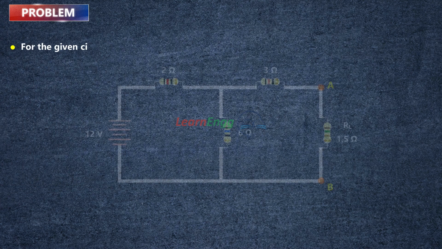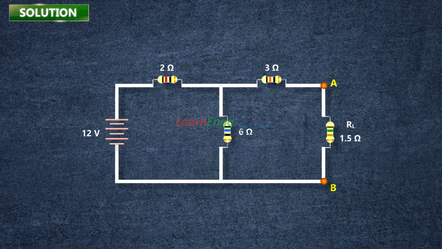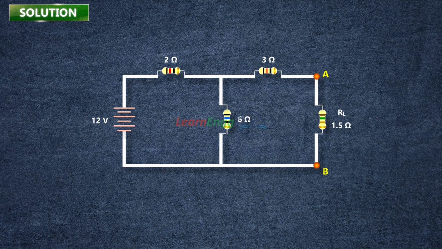Problem. For the given circuit, determine the current through the load resistor using Norton's theorem. Solution. Steps to solve a circuit using Norton's theorem.